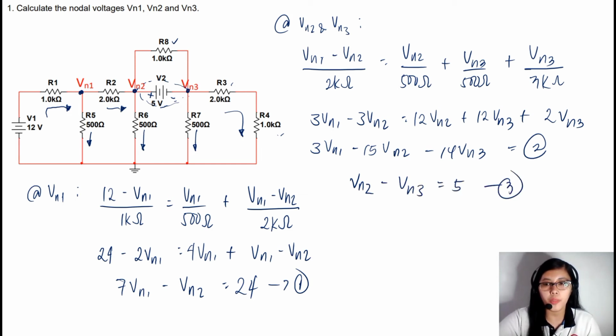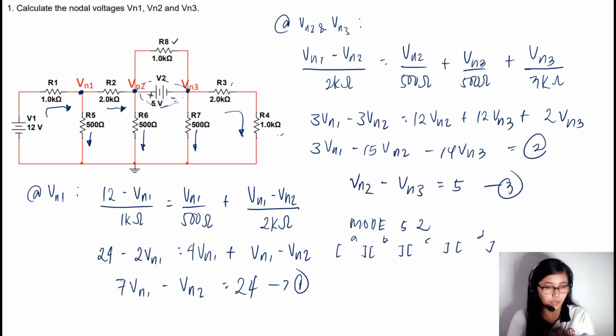So we have three equations, three unknowns. We'll just use mode 5-2 of our calculator. This is the calculator technique for three variables, three unknowns. You will just have to input A, B, C, D. A for all the Vn1, B for all the Vn2, C for all the Vn3, and D for all the constants. So let's put it in our calculator.